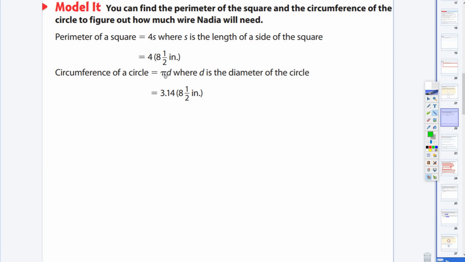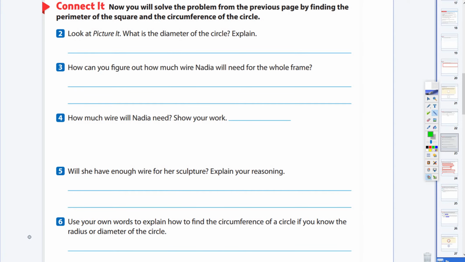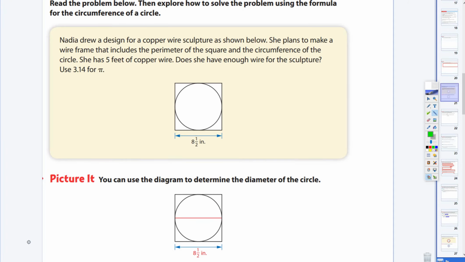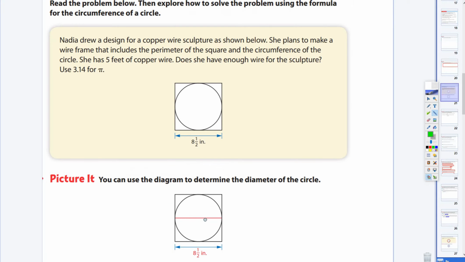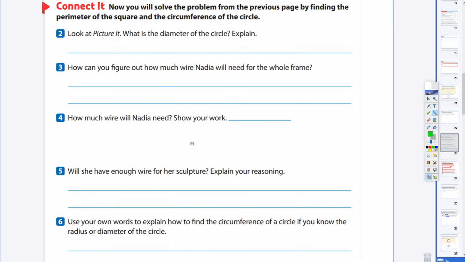Circumference of a circle is pi times diameter, where d is the diameter of the circle. So remember they told you to use 3.14 times the diameter. Right here. Okay? What is the diameter of the circle? We spoke about that before. The diameter is going to be 8.5 inches. Gave you the answer to the first one.